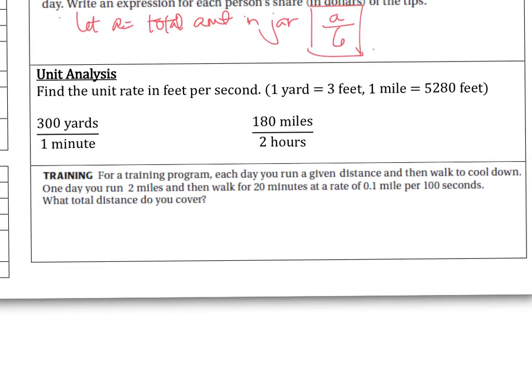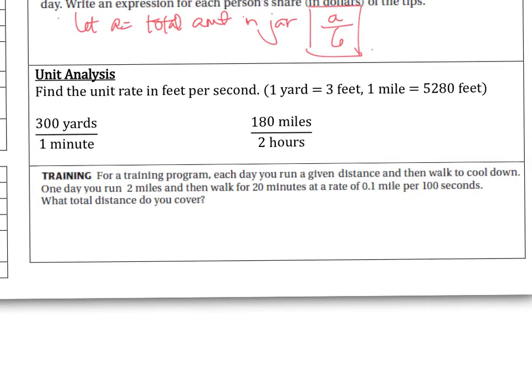Okay, I will cover unit analysis briefly. Find the unit rate in feet per second. 300 yards per 1 minute. To convert that to feet per second, I need to convert yards to feet and minutes to seconds. So I'm going to have to multiply by the conversion rates.